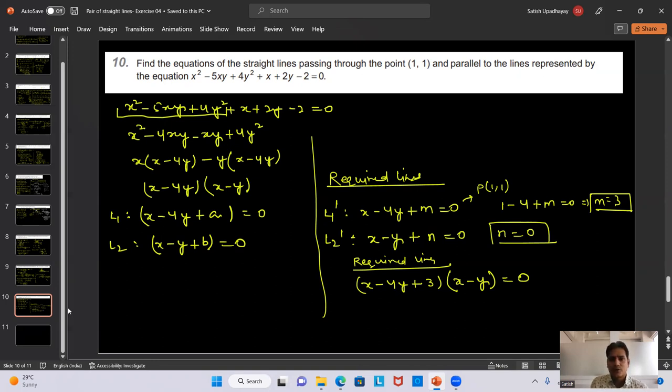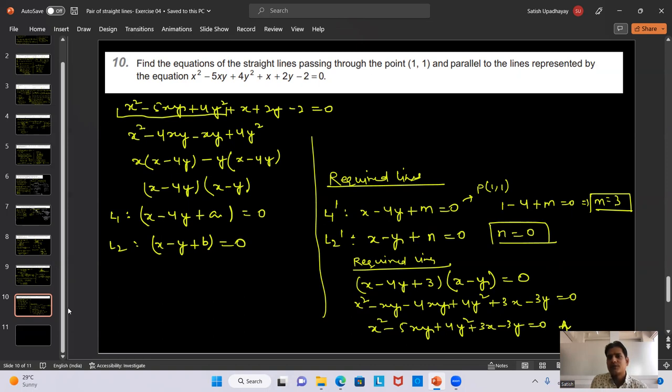If we further want to solve it, we can solve. So x square minus xy minus 4xy, then plus 4y square plus 3x minus 3y equal to 0, or x square, minus 5xy, okay, plus 4y square and plus 3x minus 3y equal to 0. So this will be the required equation of lines.